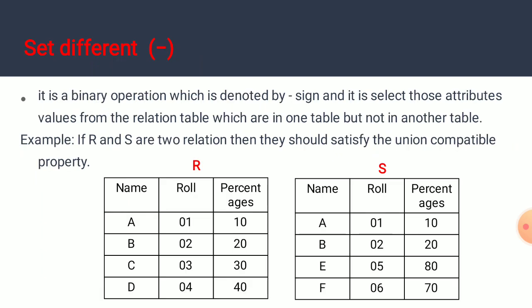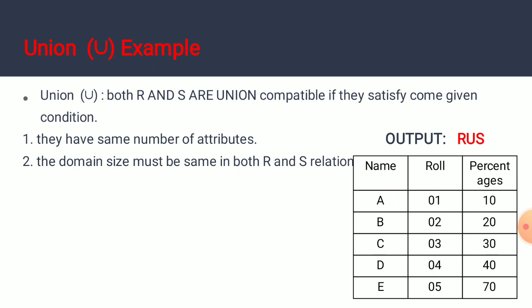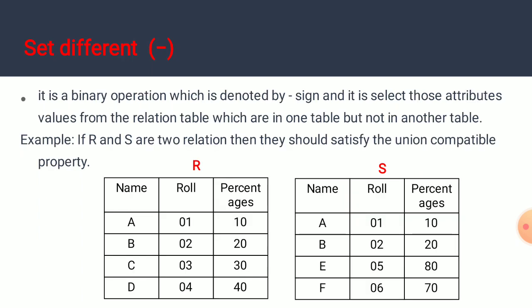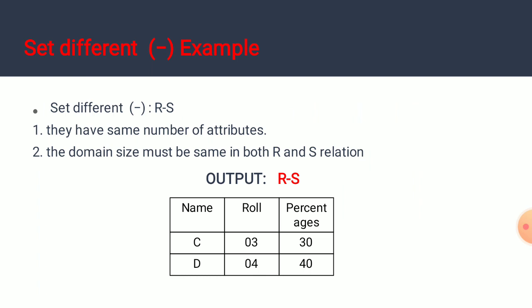In set difference, it is a binary operation which is denoted by the minus sign, and it selects those attribute values from a relation table which are in one table or relation but not in another table. If R and S are relation compatible, in R there are three attributes: name, roll number and percentage, in S also name, roll number and percentage. If we apply set difference between R and S, it is denoted by R minus S.